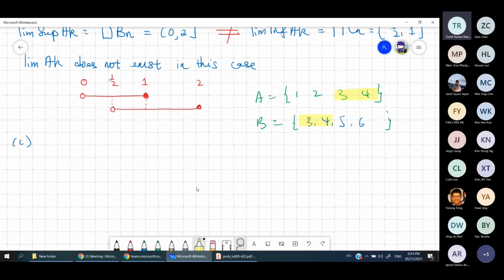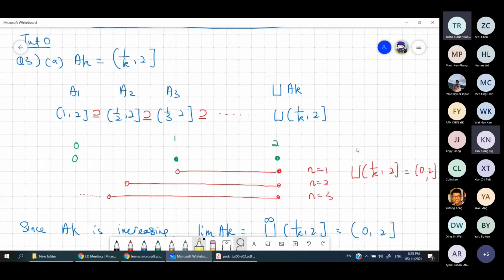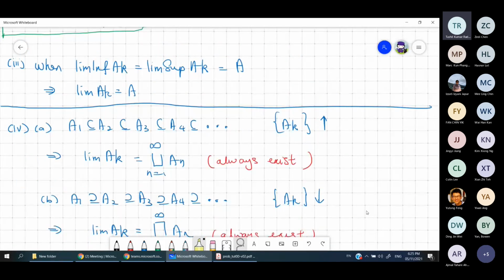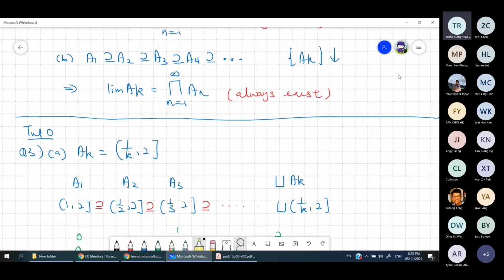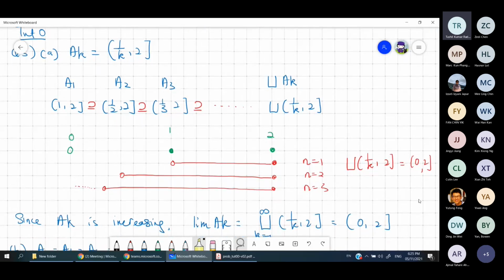Sorry, doctor, can you go back to question 3A? What if the limit infimum for the... I want to find the Cn. You want to find Cn? Yeah, because my supremum and infimum are different, so I don't know where I'm wrong. Okay, never mind. What is Cn? Cn is the intersections, right? Okay, maybe I come back to this later.